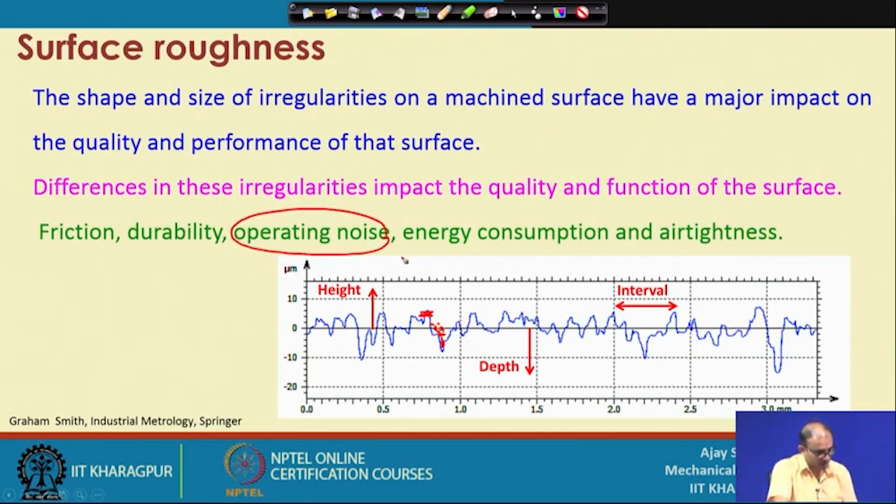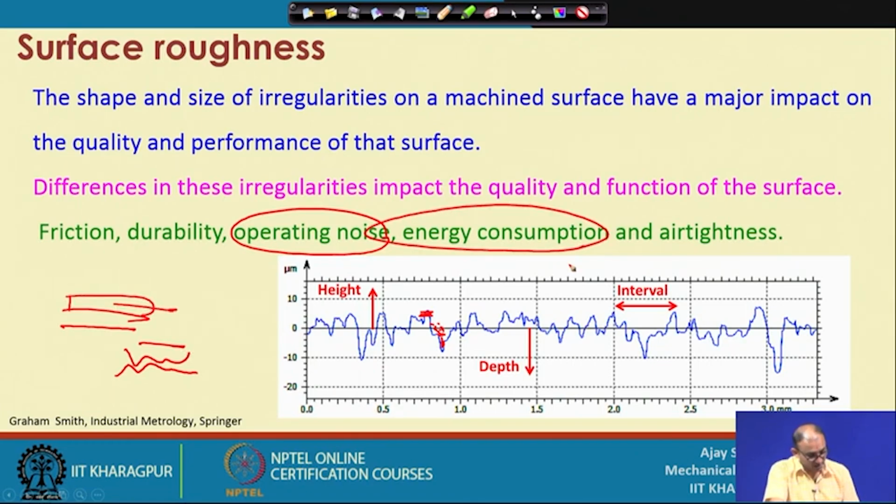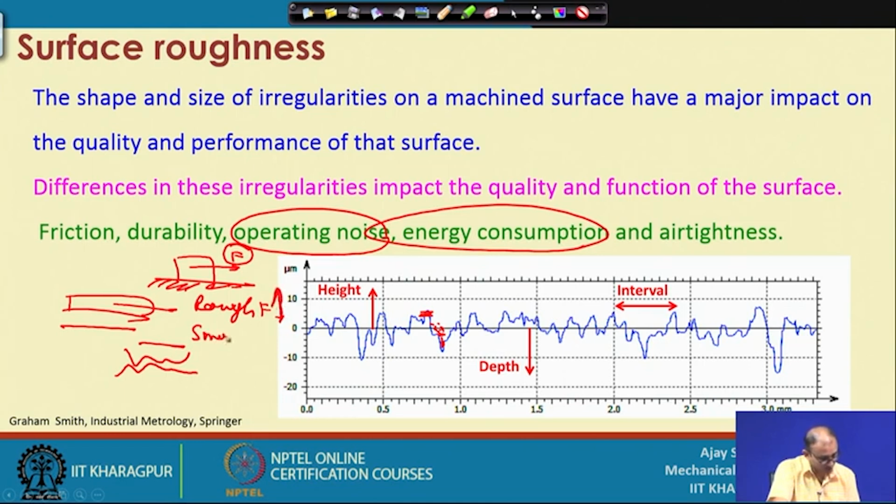Operating noise is also very high, because when two smooth surfaces are in contact, you will not get noise, but when two rough surfaces are in contact and moving, you will get more noise. Energy consumption is very high, because if you are sliding a component on a smooth surface, it is very easy to slide and you do not require more force. On a rough component the force F is high, and on a smooth component F is low, because it will slide easily.